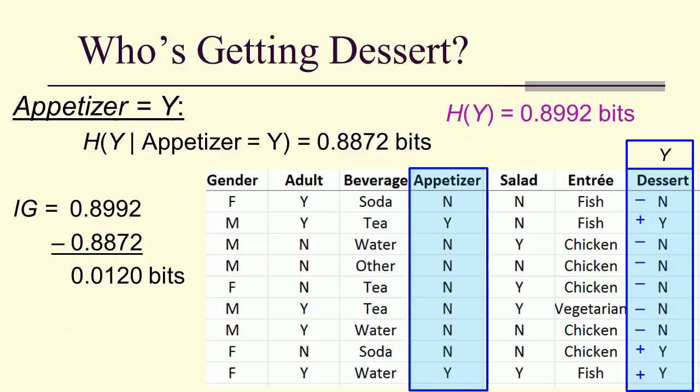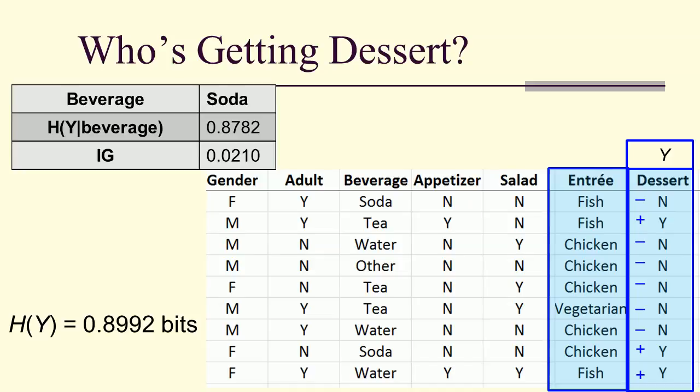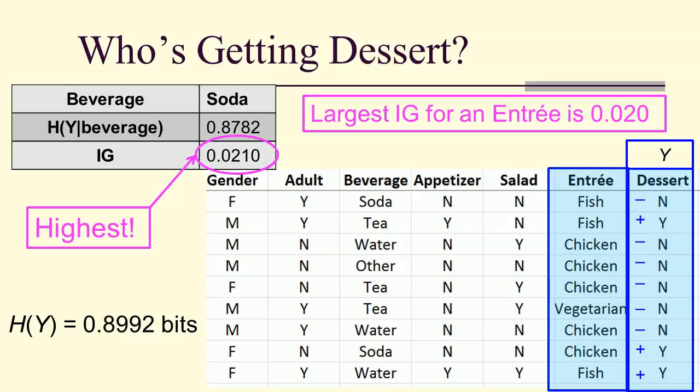Well, let's keep going. Appetizer, we haven't passed our highest so far. Whether or not we got a salad, there again, haven't reached as far up as the 0.02 with the beverage equals soda. And finally, the entree is still going to give us a highest for the beverage. The entree's information gain is just 0.02 versus 0.021.